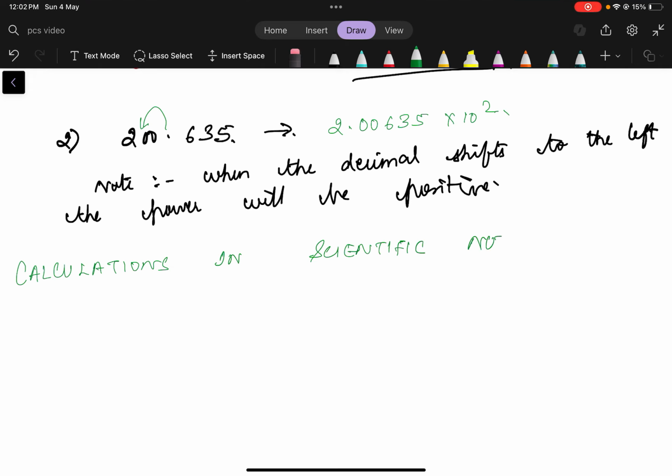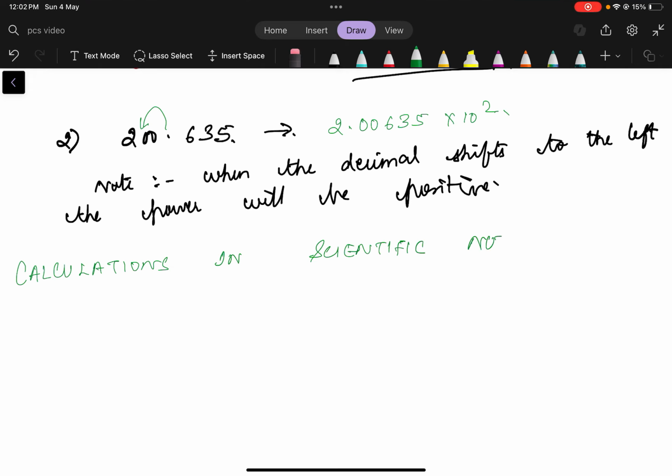Calculations in scientific notation, right. Let us look at the first calculation, that is multiplication and division.